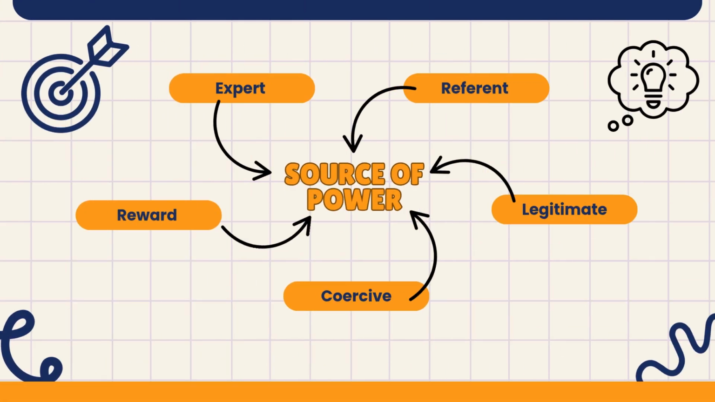Leaders use different types of power. Legitimate power comes from position. Reward power involves giving benefits. Coercive power is the ability to punish. Expert power is based on skill. Referent power comes from respect and admiration.